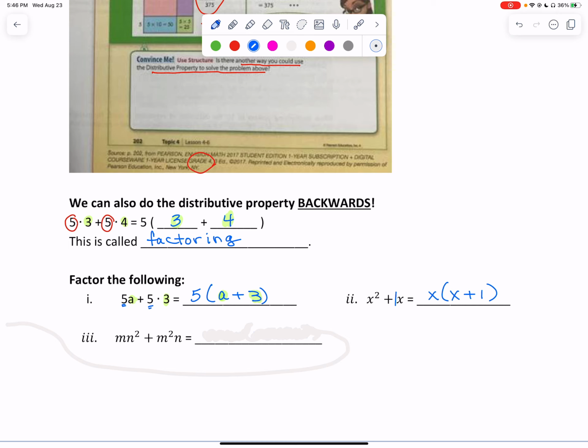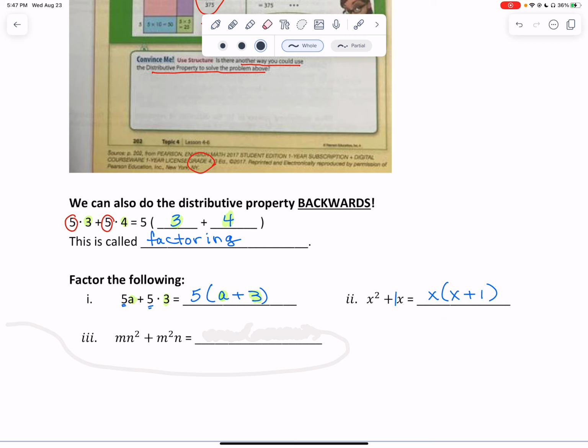But also, I always think, let's distribute back. I always tell my students to double check. If I was distributing back, that would give me x squared. But if I did not have the 1 there, that's all I would have. I wouldn't have my plus, right? So I need to have that plus 1 there. So when I distribute, I get the same thing I started with. That's how you know if you did your factoring correctly.